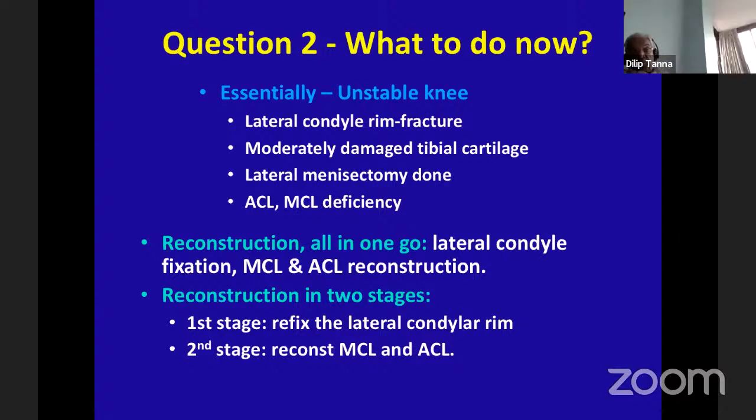How much benefit do you get? Sir, we don't repair all MCLs, but if it's a high-grade injury, especially if it is an avulsion from the bone on the femoral side, it probably makes sense to go and repair it. And then you restore stability. You also decrease the forces on the lateral side, and then you can mobilize them sooner.